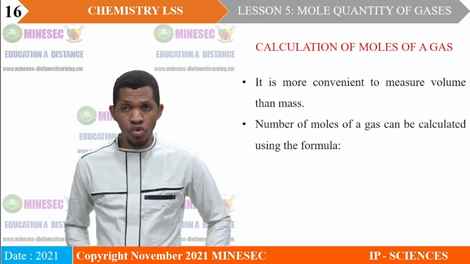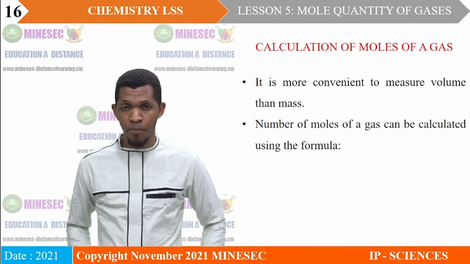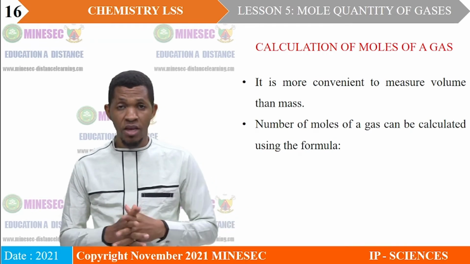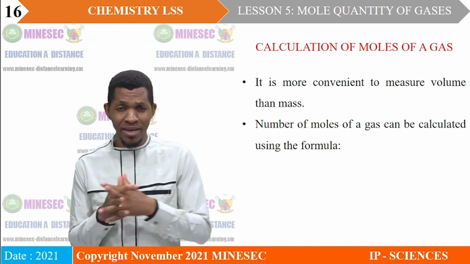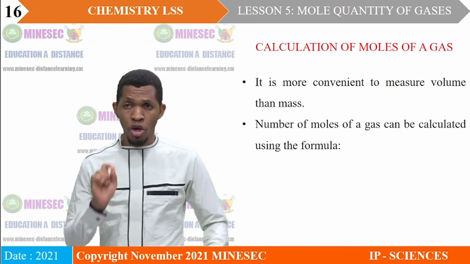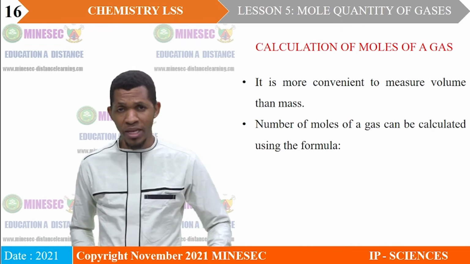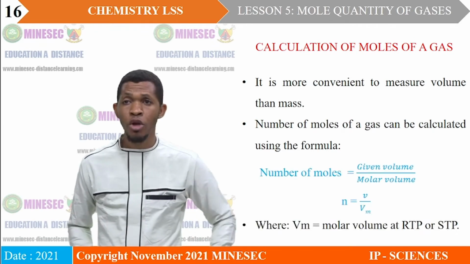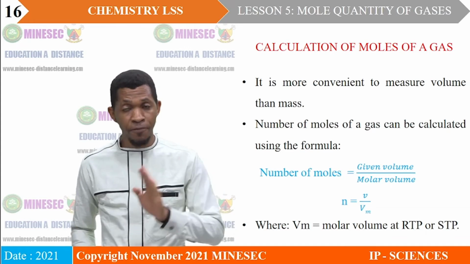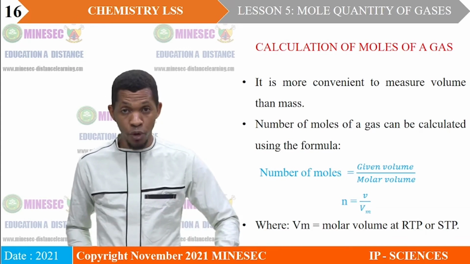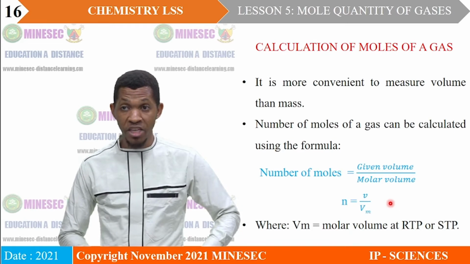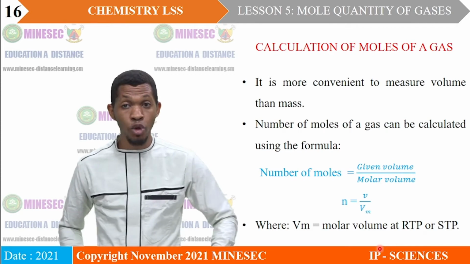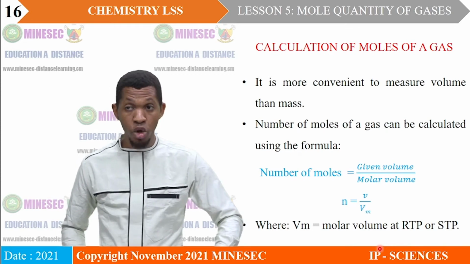Calculation of moles of a gas. When working with gases, it is usually more convenient to measure the volume than the mass. Therefore, the number of moles of a gas can be calculated using the formula: number of moles is equal to given volume divided by molar volume. That is, n is equal to V over V subscript M, where V subscript M is the molar volume of the gas at RTP or STP.